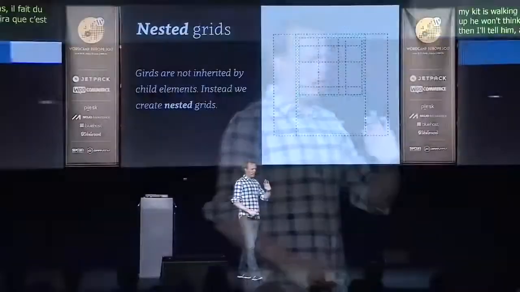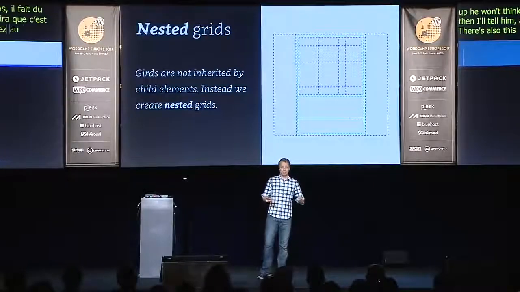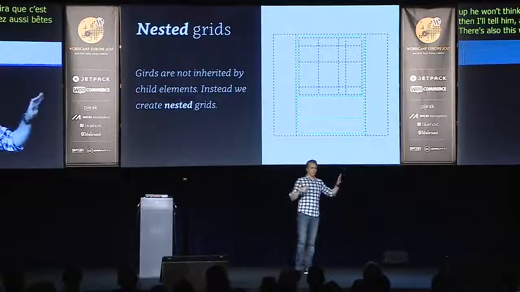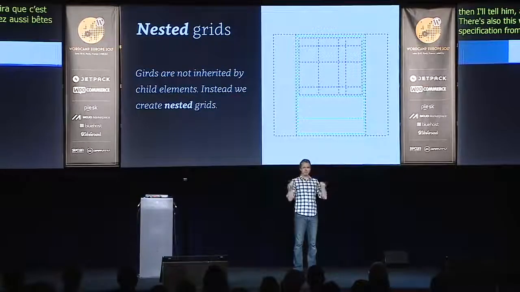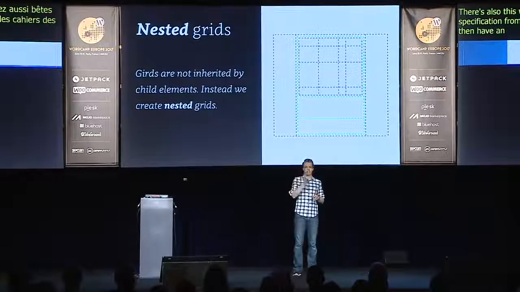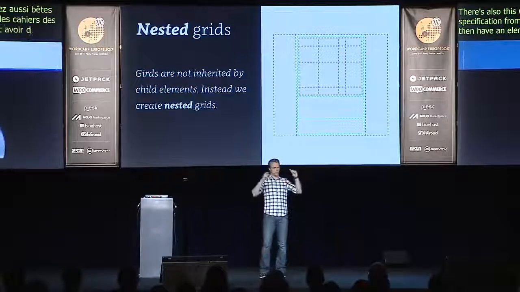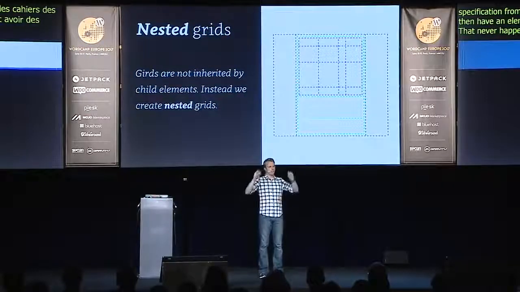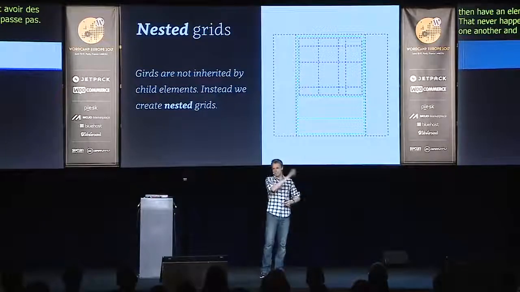There's also this weird little thing called nested grids. Now, in the original grid specification from a couple of years ago, you had the ability to create a grid and then have an element within the grid inherit the grid so you would get consistency. That never happened in browsers. So instead, what we do is we declare multiple grids inside one another. And it turns out that's actually a huge benefit. Because then you can say, I have an overall layout grid where I lay out my header, my footer, my sidebar, and so on.